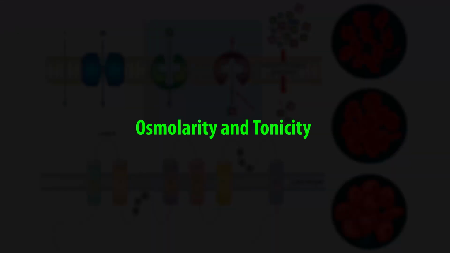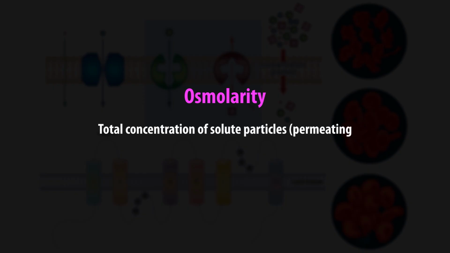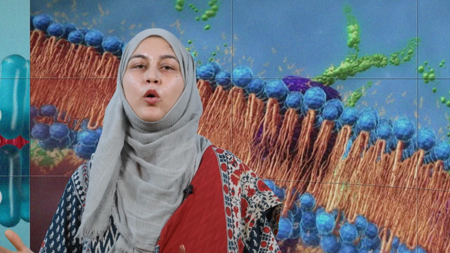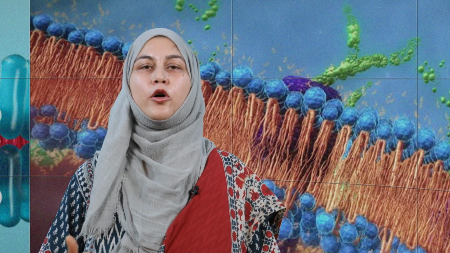Now we will see osmolarity and tonicity. First, the osmolarity. It refers to the total concentration of solute particles, that is the permeating and the non-permeating, in a solution expressed in milliosmoles per liter. It is a quantitative measure. It is the same for both permeable and non-permeable solutes.